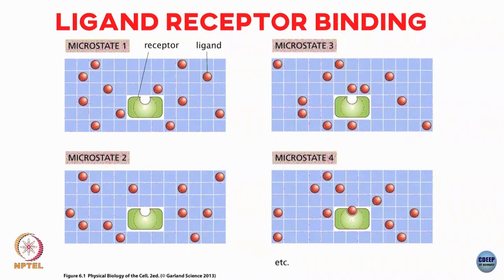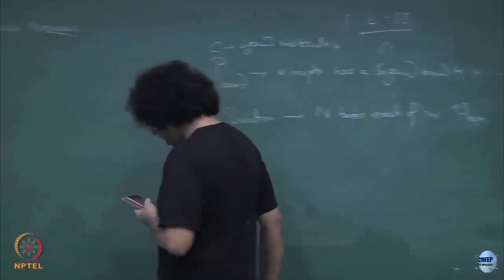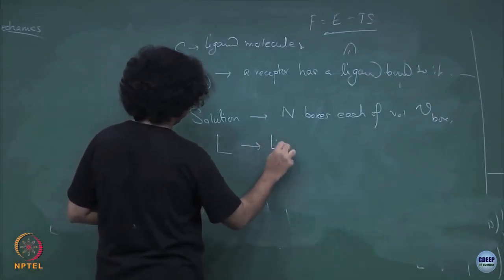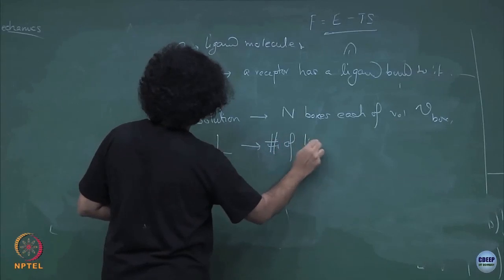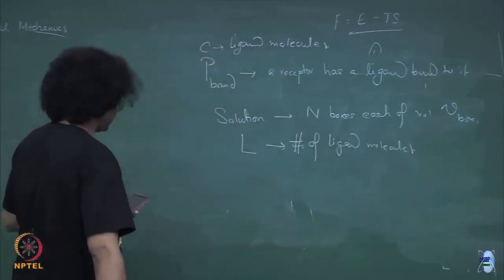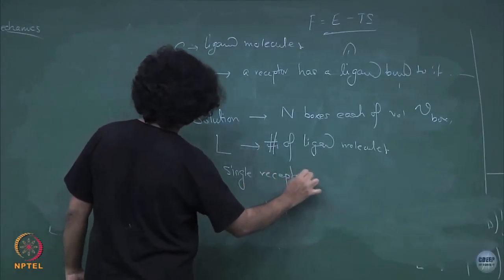So, okay, let me first define this again. For the solution, I'll approximate it as a lattice model. So, n boxes, each of volume, let's call it some V box. That's my model for the solution. Let's say I have L number of ligand molecules, okay, and I have a single receptor molecule. So exactly like that cartoon.